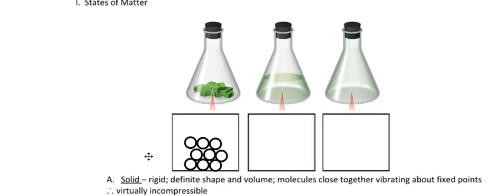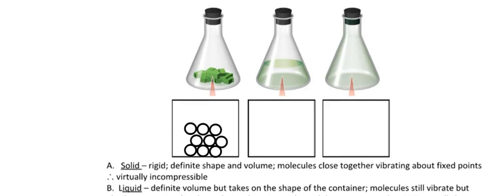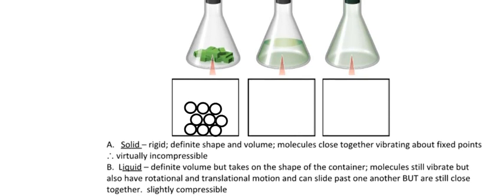Notice there's not a lot of space between my solid or my atoms that make up the solid, so there isn't a whole lot of extra room. There's not a lot of empty space in which to be able to compress the atoms. All right, what about the liquid? Has a definite volume and takes on the shape of the container.